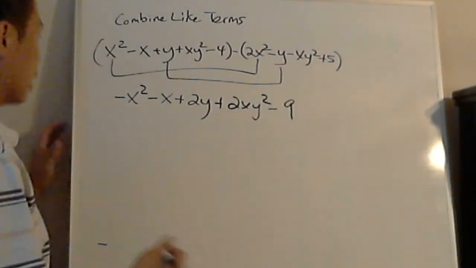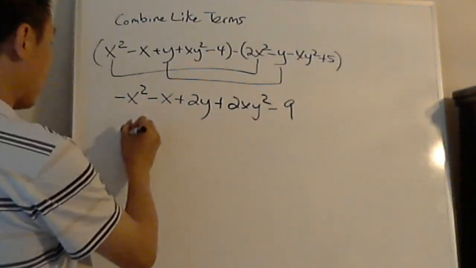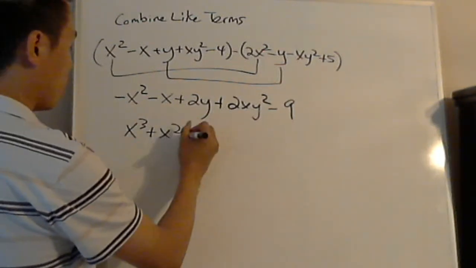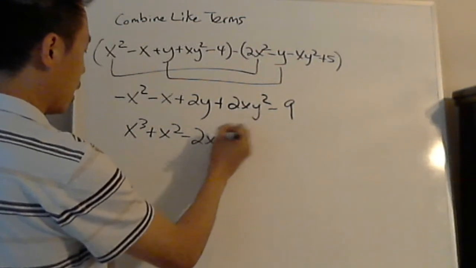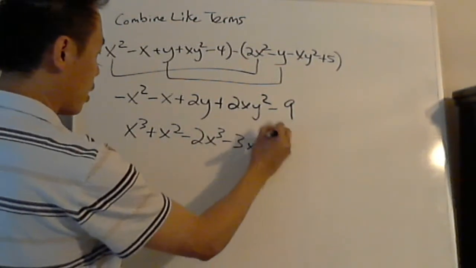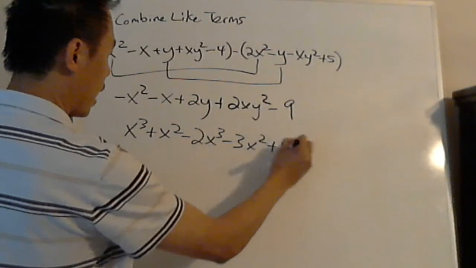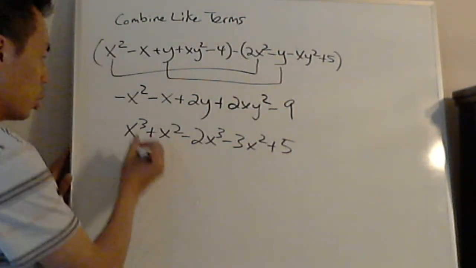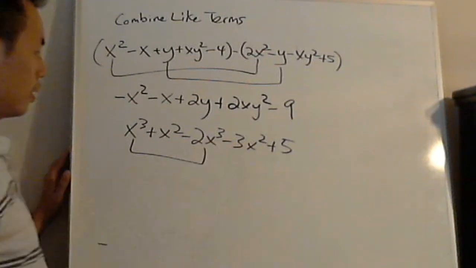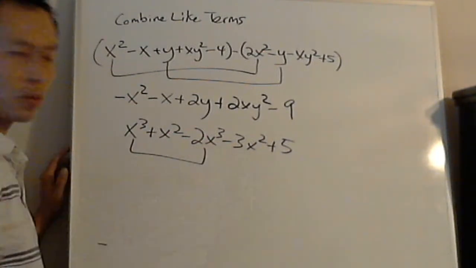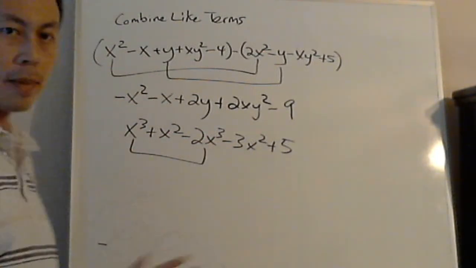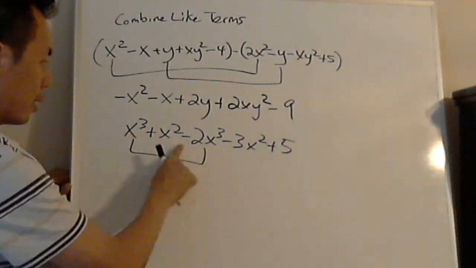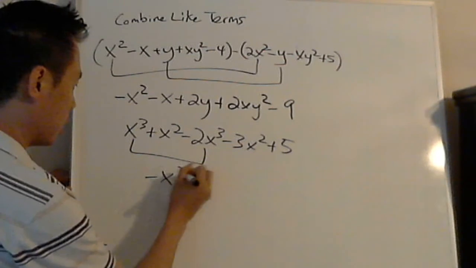What will happen, let's say if you have x cubed here, and plus x squared, and minus 2x cubed, and minus 3x squared, and plus, let's say, 5. How do you combine like terms here? Well, x cubed, you can only combine together. You can't combine the x cubed and the 3x squared because they're different. Different laundry basket, right? So x cubed minus 2x cubed, 1 minus 2 is negative x cubed.